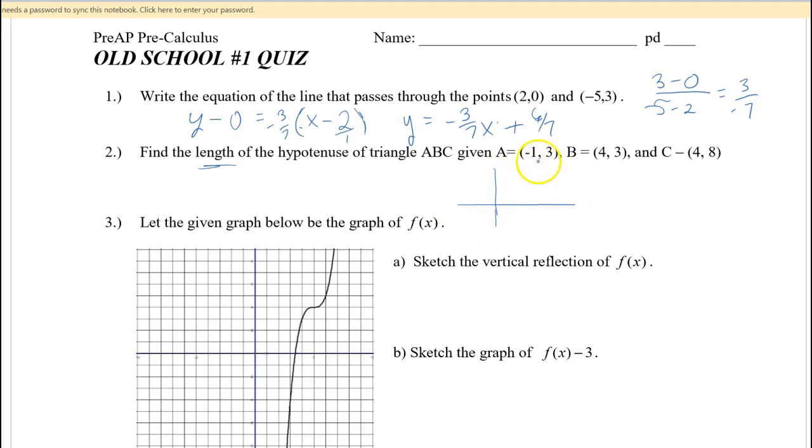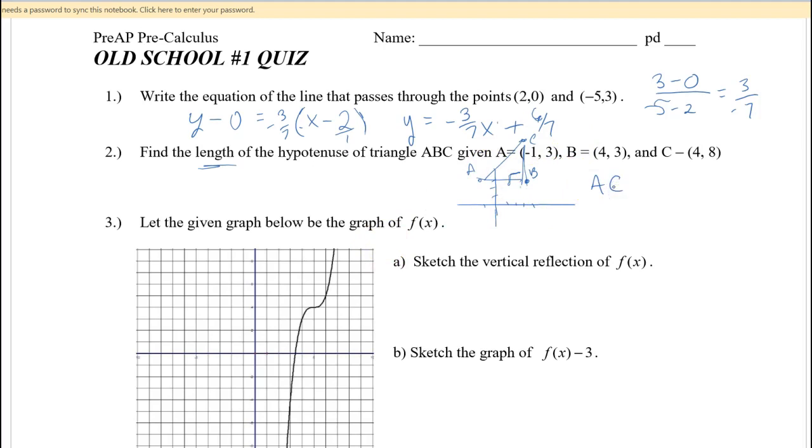So let me just do a quick sketch so I know what kind of triangle, like which way it's facing. So (-1, 3) would be my A, (4, 3) would be my B, and then my C is (4, 8), so it's up here somewhere. The reason I like to draw this out is because I can see that this is where the right angle would be just by the orientation. So what I'm looking for here is the length of AC.